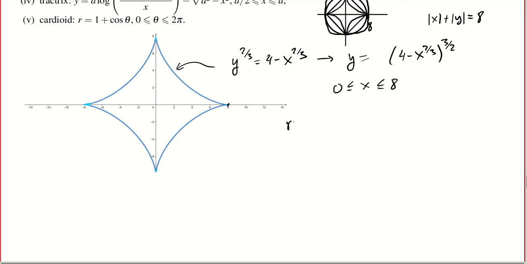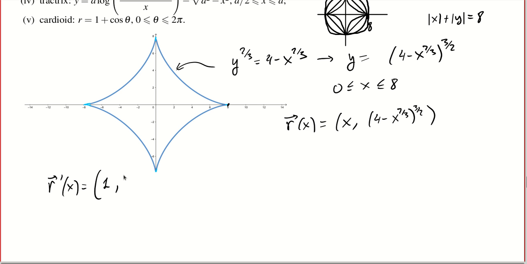So then the parameterization that we're going to use depends on x. The parameter is x and goes like this: x, and (4 minus x to the 2/3) to the 3/2, in this interval here. Then we have to calculate the derivative of that, right? The derivative is equal to 1 for this, and here we have 3/2 times (4 minus x to the 2/3) to the power 1/2, and then multiplied by minus 2/3 x to the minus 1/3.